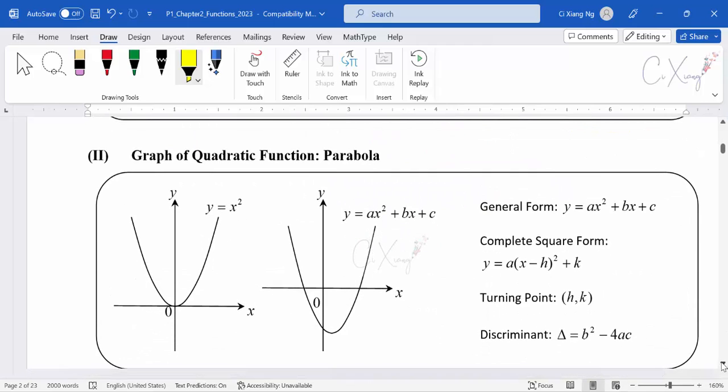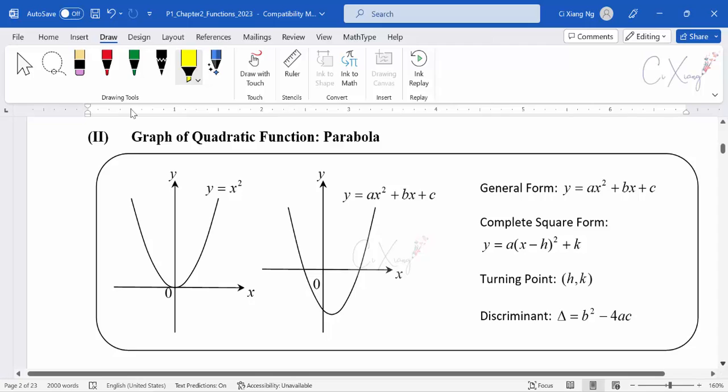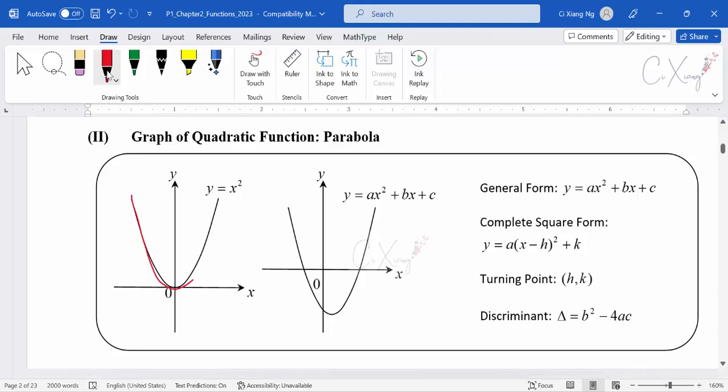For the second type, we have the quadratic function. For the quadratic function, it is very straightforward, where we will have either a U shape or an N shape. All these are quadratic functions. The basic curve will be a U shape or an N shape, depending on the value of a, the coefficient of x squared, which determines whether it is a U shape or an N shape.